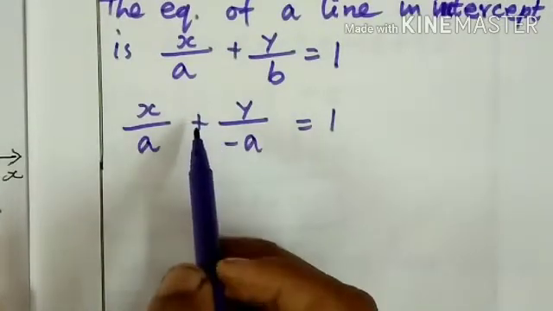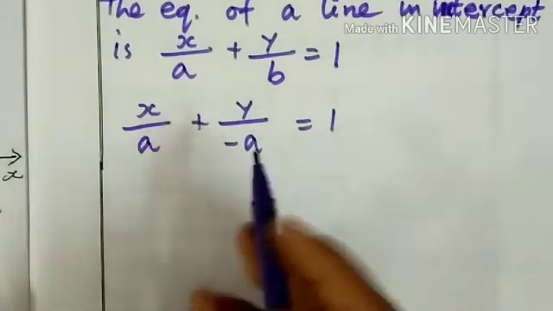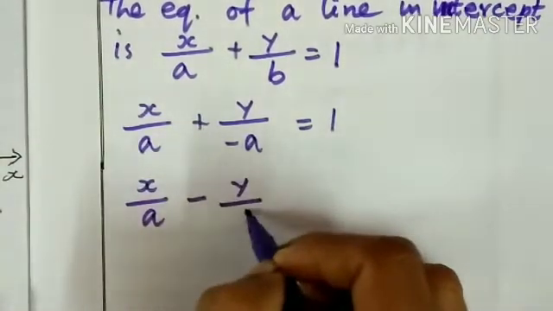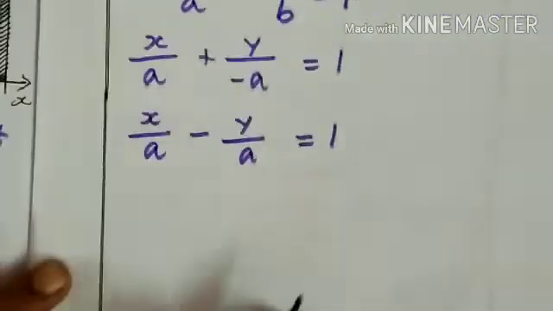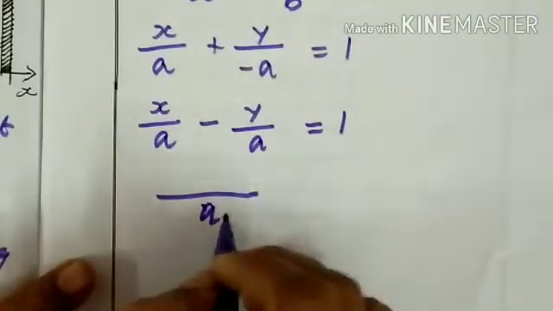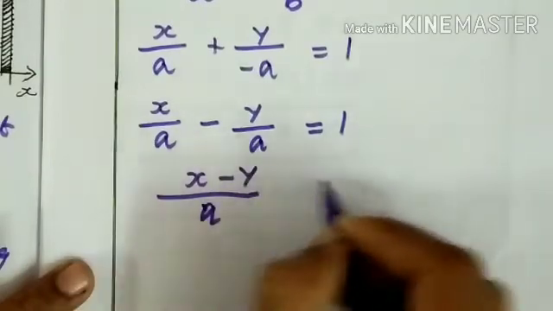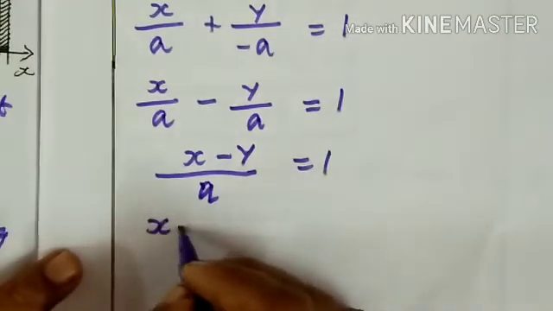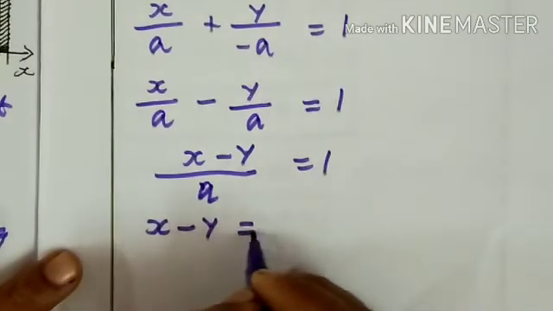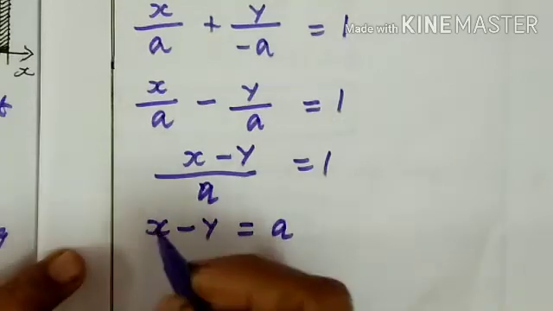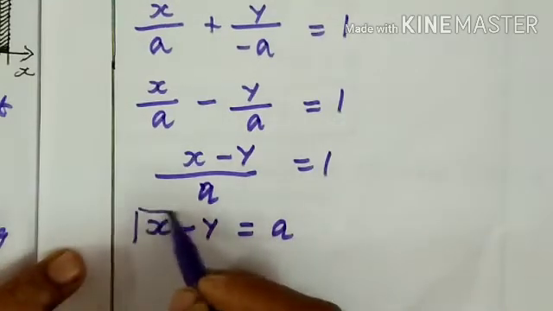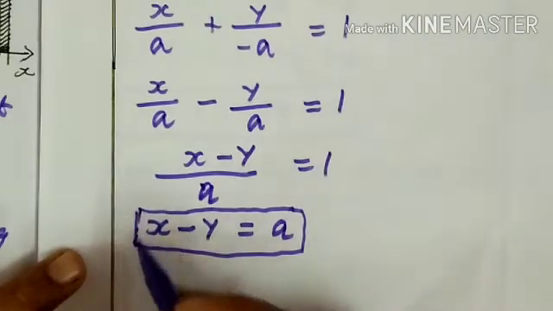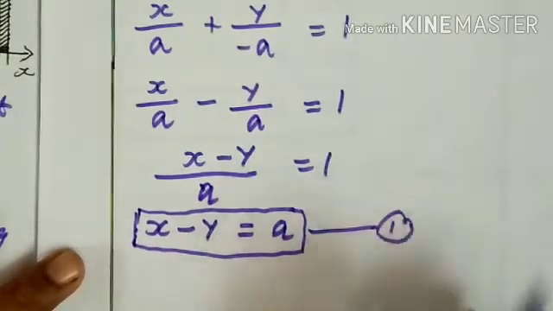Next step, you have to multiply plus into minus, and we get x by A minus y by A is equal to 1. Now take A as a common denominator, x minus y is equal to 1. Now you have to cross multiply this, and we get x minus y is equal to A. This is the equation of the straight line. Let us keep this as equation number 1.